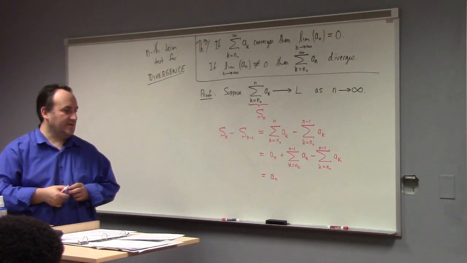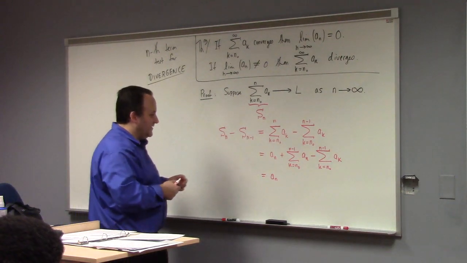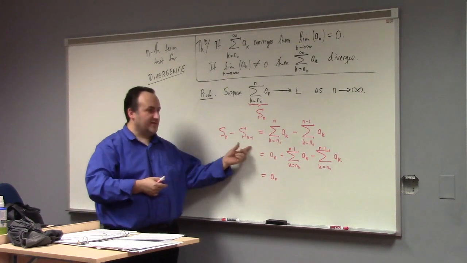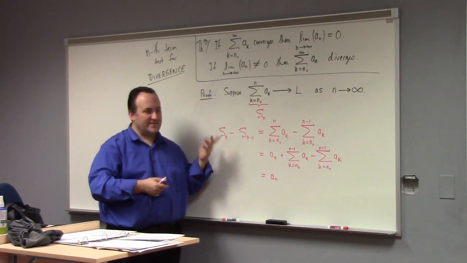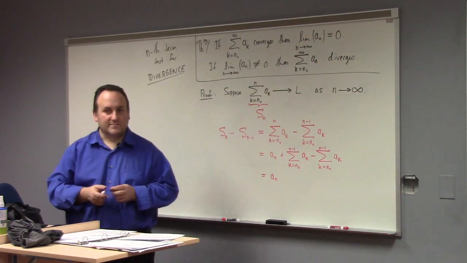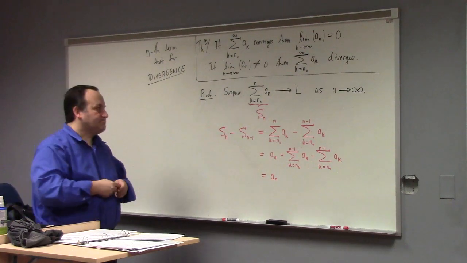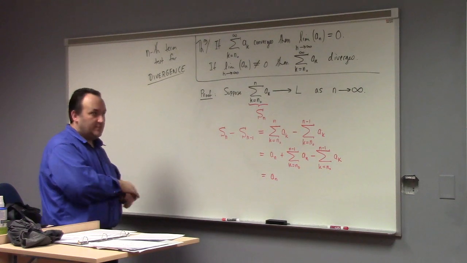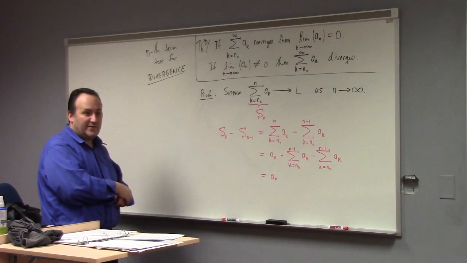Okay, so apparently if we want to calculate the formula for the nth term, we can just take the difference of the nth and the n minus 1th partial sums. That's kind of a neat observation. Okay, so then what? What's the rest of the proof? There's really not much more to do.